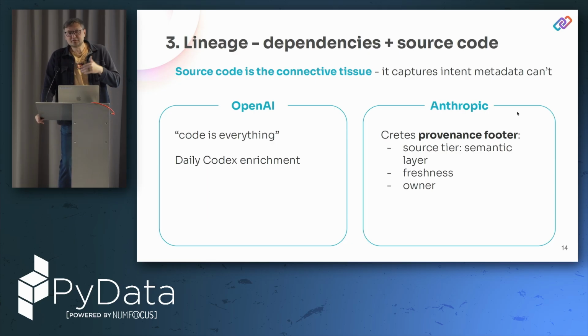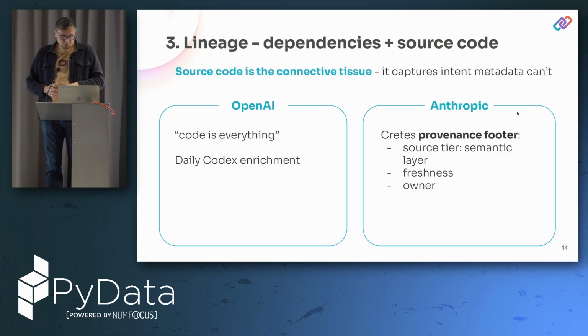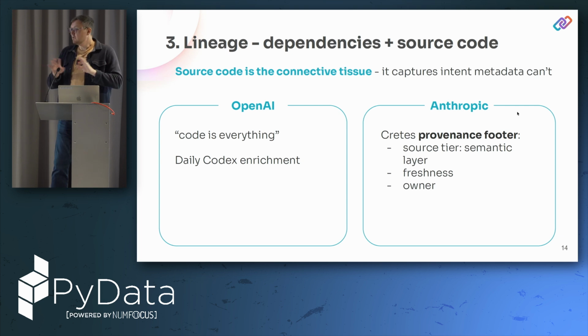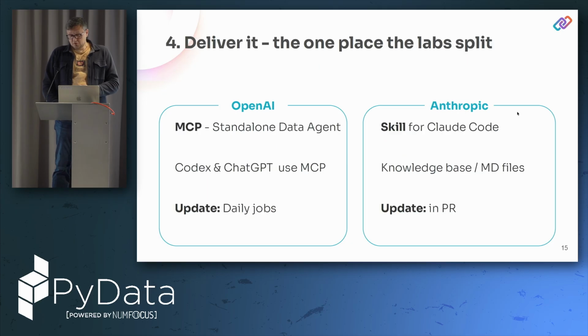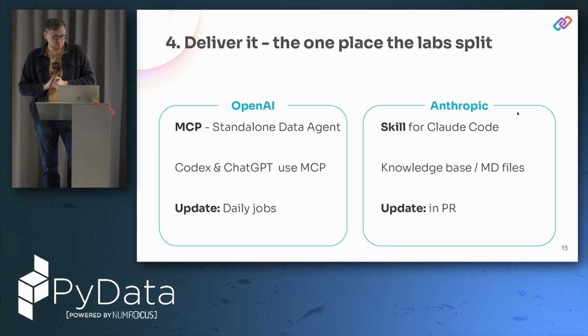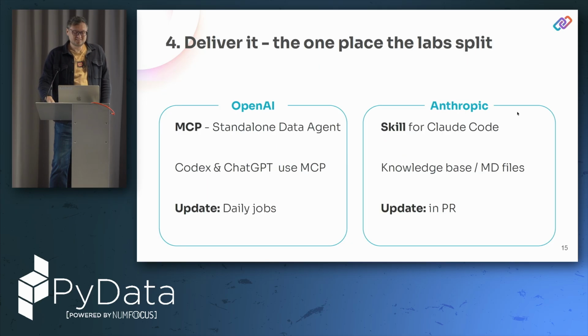But they take a bit different approach. They inject a provenance footer into each data set: where the data came from, is it from a semantic layer or some random table, how fresh it is, who is the owner, et cetera. And of course, source code. Source code is everywhere. It's a must-have. Without this, you won't get such a good result.